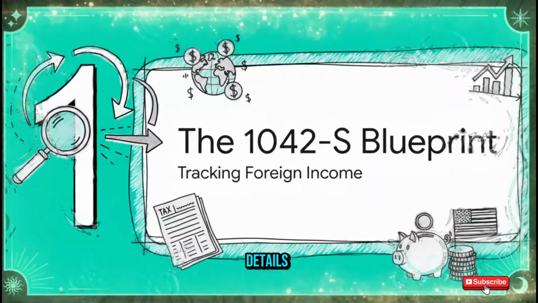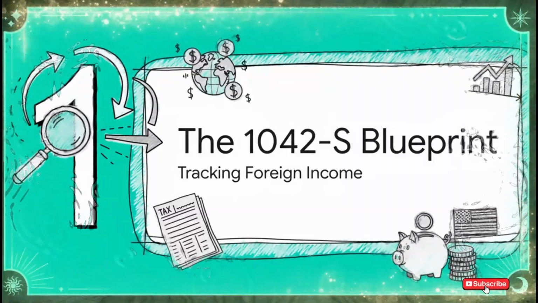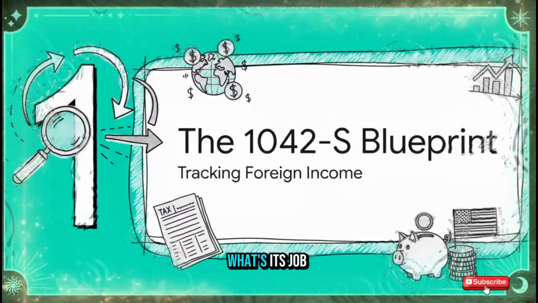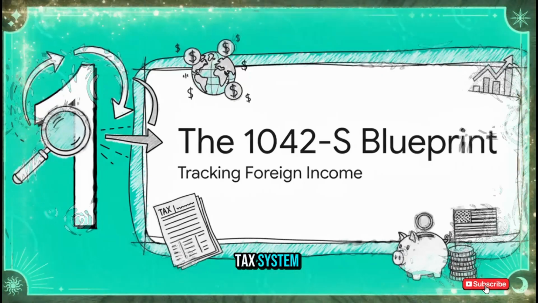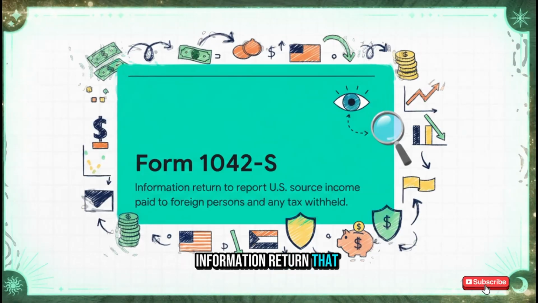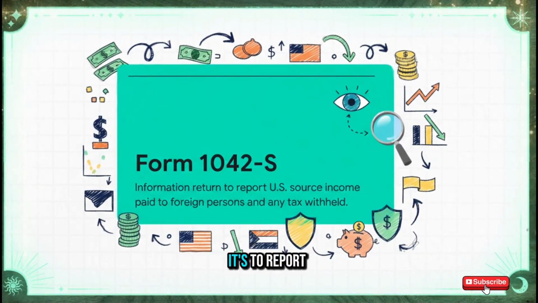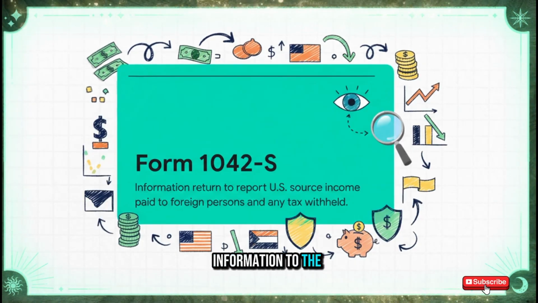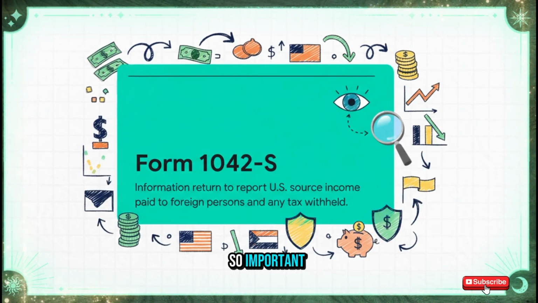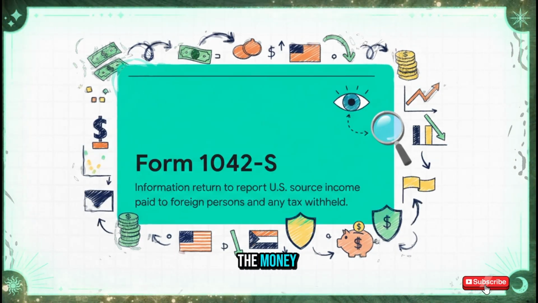Before we get lost in the details, we really need to get our heads around the whole point of this form. You know, why does it even exist? What's its job in the US tax system? Okay, see that phrase? Information return. That is the absolute key. This form's main job isn't to be a tax bill. It's to report information to the IRS. And this is so important. You have to file it even if zero tax was withheld, maybe because of a tax treaty or some other exemption. At the end of the day, the government just wants to track the money.